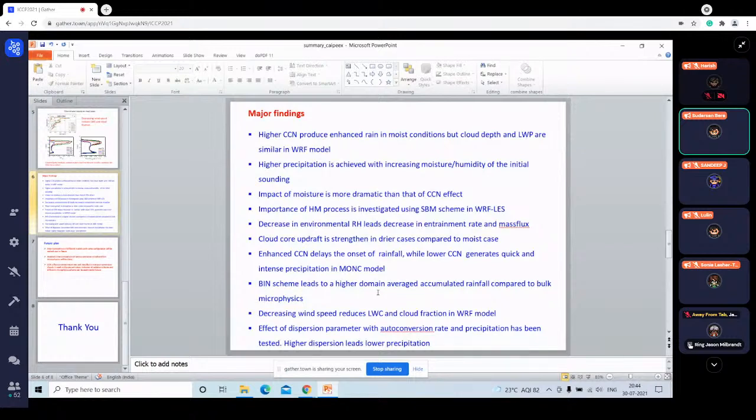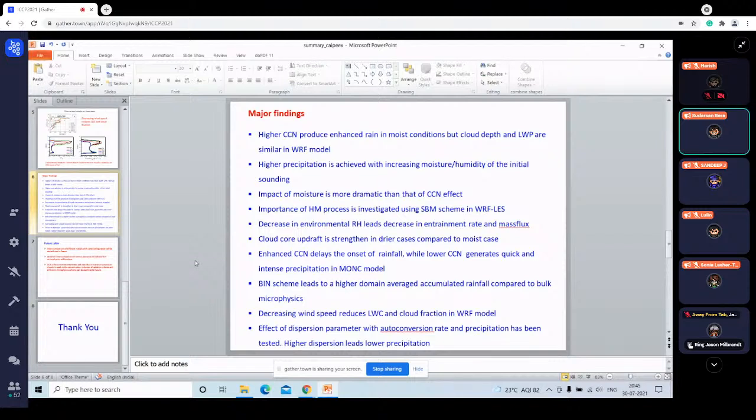Higher CCN produced enhanced rain in most of the conditions, but cloud depth and liquid water path are relatively similar in all models. Higher precipitation is achieved with increasing moisture in the initial sounding. The impact of moisture is more significant than the effect of CCN. One model studied the importance of the Hallett-Mossop process, an ice microphysics process, using spectral bin microphysics. Some other models found that a decrease in environmental relative humidity leads to a decrease in entrainment rate and mass flux. Cloud core updraft seems to be strengthened in dry conditions compared to moist conditions.